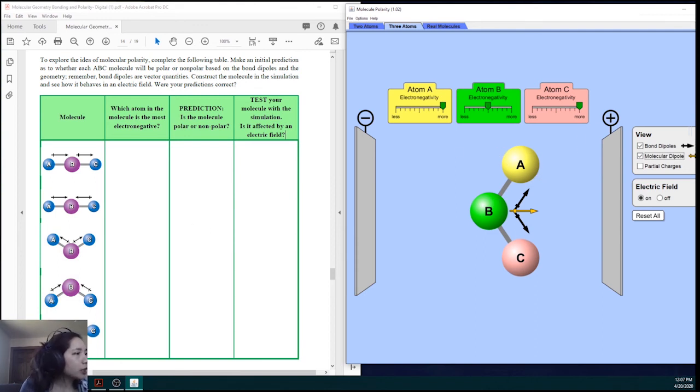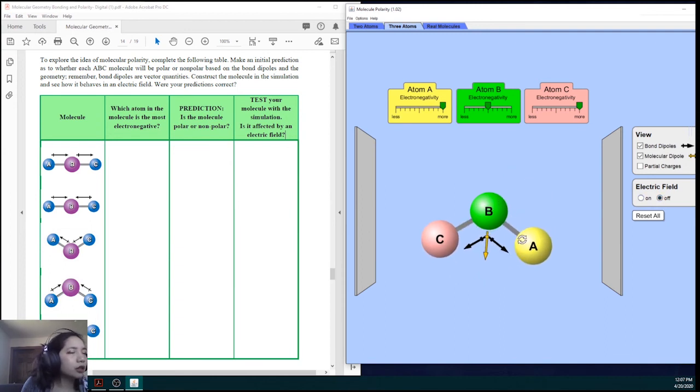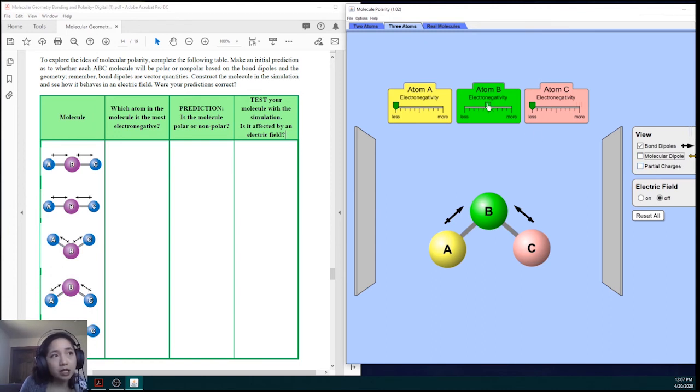All right, so the next one, A, B, and C. So this again, oh no, we want it to go this way. We want to make it like that. Okay, so now the arrows need to point to B. There we go. Okay, so those are just our individual bond dipoles. If we make B more electronegative than A and C, and then here is our overall dipole, right? So predict whether that's polar or nonpolar.